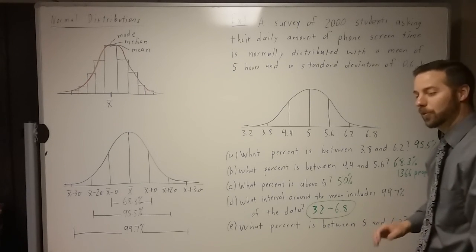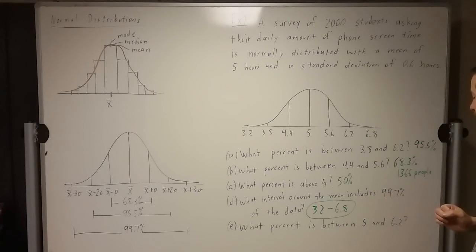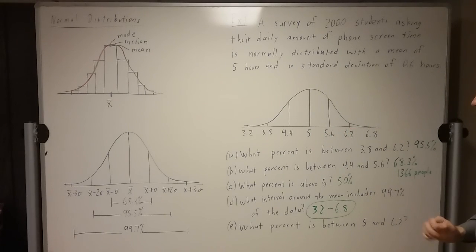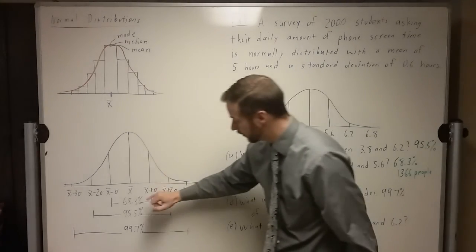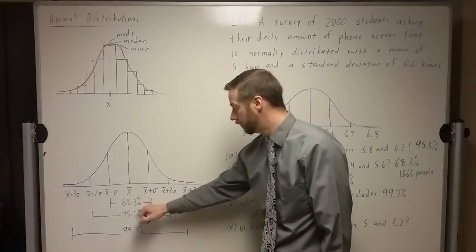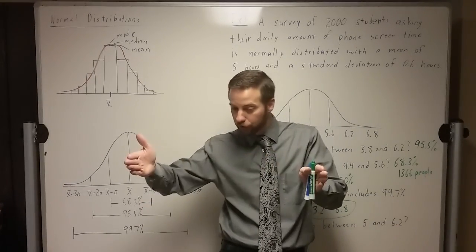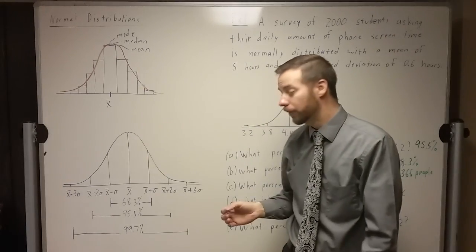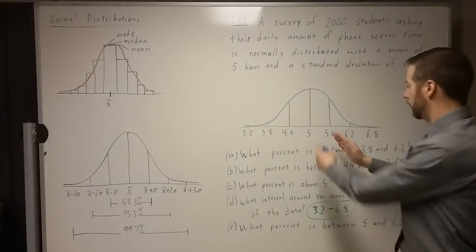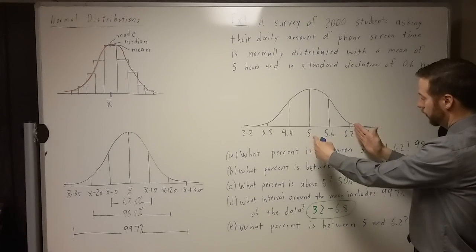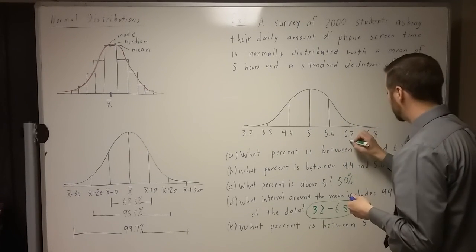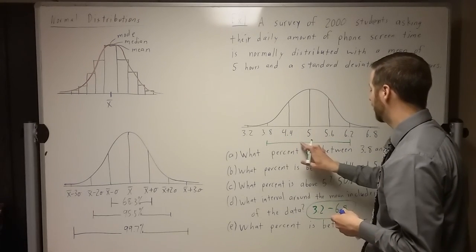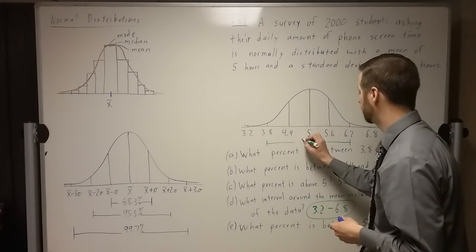And then, I just wanted to make us think a little bit. What percent is between 5 and 6.2? Now, do you notice we can't just use one of these numbers? Because all of these numbers are if we go both directions from the mean, the same amount. We're only going one direction from the mean. Do you notice we're going from 5 up to 6.2? However, if I go this whole length, 2 standard deviations, that's 95.5%, right?